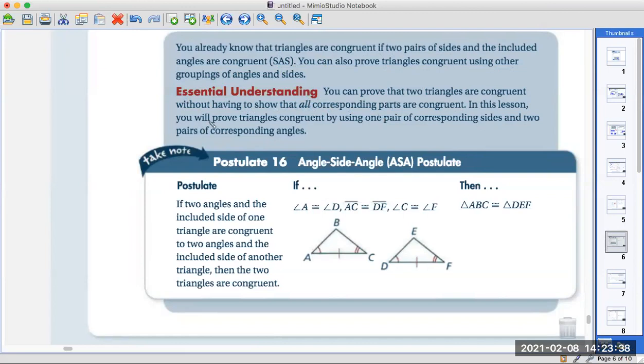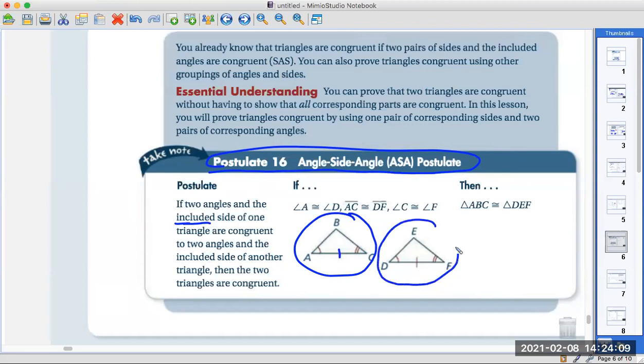In this lesson, you will prove triangles congruent using one pair of sides and two pairs of angles. And there we are, postulate 16, angle, side, angle. The two triangles are congruent if you have an angle, the included side, the side between the angle and another angle. Do you see how that picture is? It has to be the side that's between the two angles. So just not any willy-nilly side, okay? And that's called ASA.